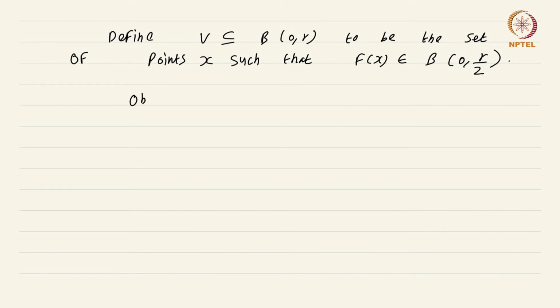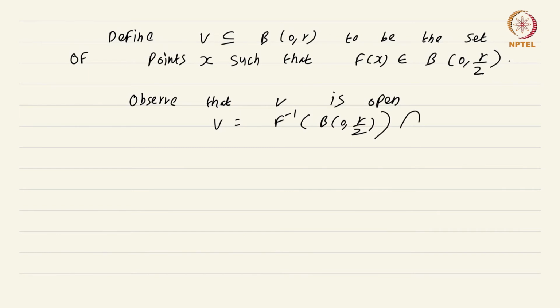observe that V is open. This bit is actually obvious because V is nothing but f inverse of B(0,R/2), which is an open set because f is continuous, intersect B(0,R) to make sure that you don't pick up any points outside B(0,R). So clearly V is open. Set W to be f of V.